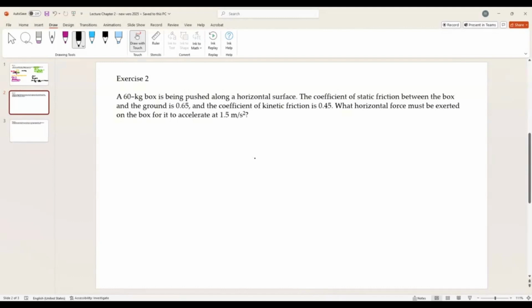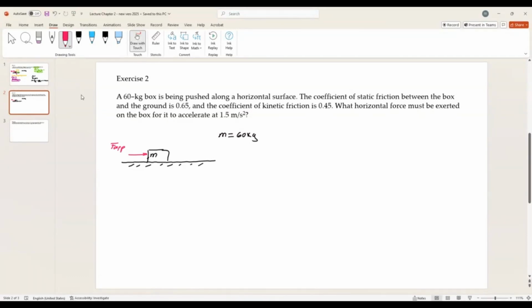So let's analyze again. You know what is going on here. So we have our horizontal surface. We have the box with mass m, right? We know that this mass m is equal to 60 kilograms. We have a force that we would apply, pushing this box.